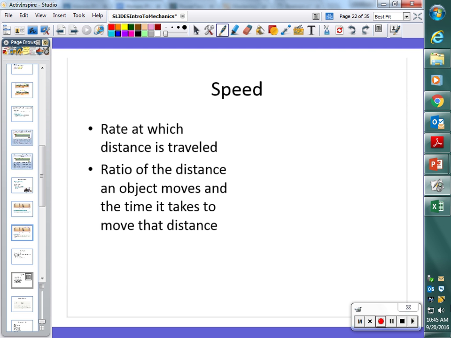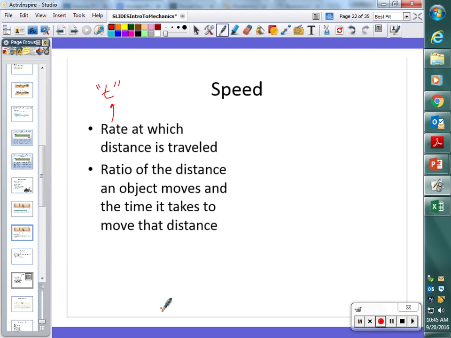So before we go any further, let's talk about the first bullet point, the rate at which distance is traveled. Whenever we describe something as a rate, we are comparing it to something else. And what is that something else that we are comparing it to? Whenever we describe something as a rate, there's always one factor that's included in our comparison. Time. So whenever rate shows up, rate relates to time. Always, always, always.